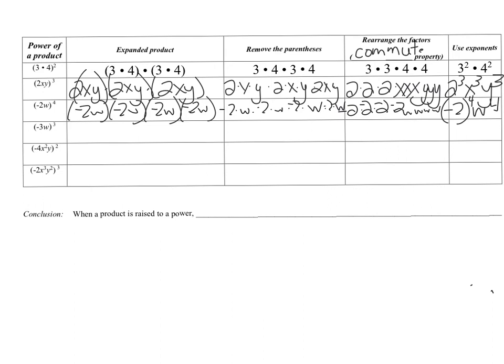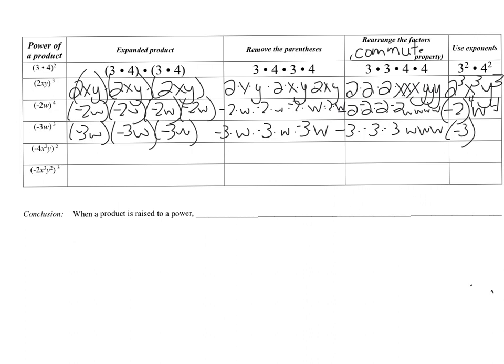The next one, let's take negative 3w to the third. So we're going to do negative 3w times negative 3w times negative 3w. Remove the parentheses, and that just gives us negative 3 times w times negative 3 times w times negative 3 times w. Rearrange it all so that it's negative 3 times negative 3 times negative 3, and then w times w times w. Now if I'm going too fast, please stop the video and just look at what I'm doing, all right? So now take the negative 3 in parentheses. We have 3 of them, so that's negative 3 to the third power, w to the third power.